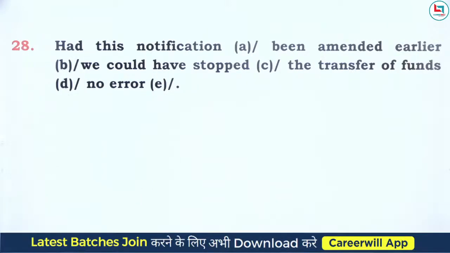Had this notification been amended earlier, we could have stopped the transfer of funds.